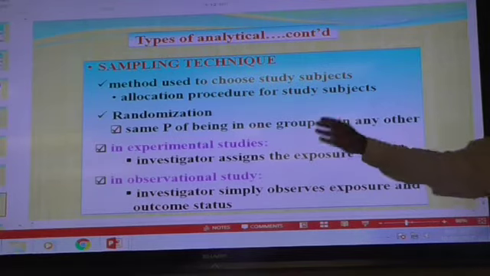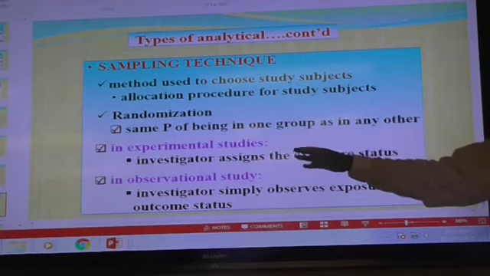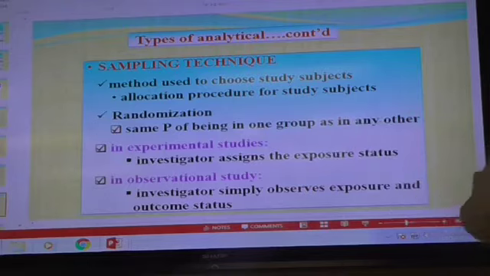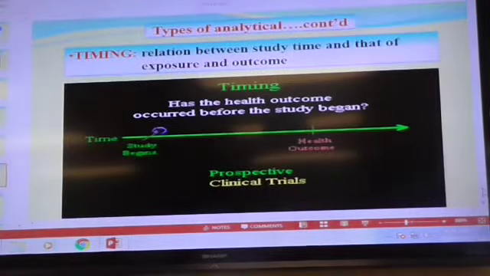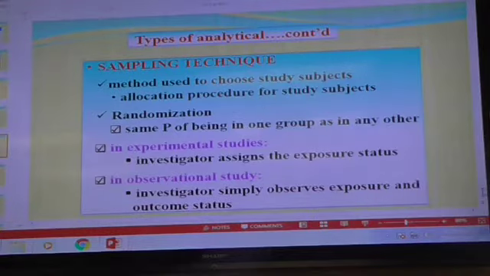So by just looking at whether randomization is there or not, you can have two different types of analytical studies, experimental or observational. In experimental, the investigator assigns the exposure status, then the outcome comes out of that. In observational, investigators just observe the exposure and outcome status. So that is in terms of sampling technique.